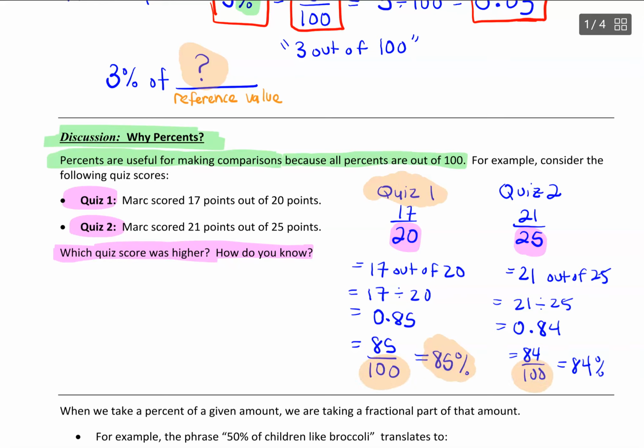So yeah, now it's easy to see that quiz 1 was the higher quiz score because we ended up comparing both quizzes out of 100 points. 85 out of 100 points is definitely higher than 84 out of 100 points. That's the beauty of percents. All percents have a denominator of 100, so it makes them easy to compare.